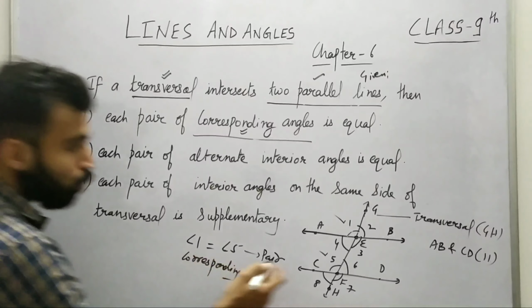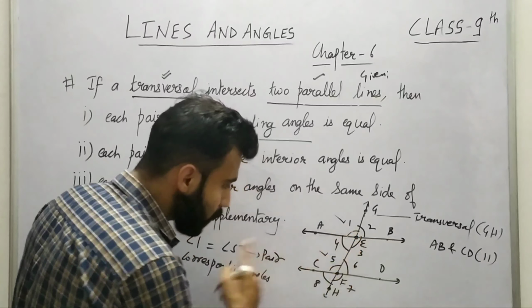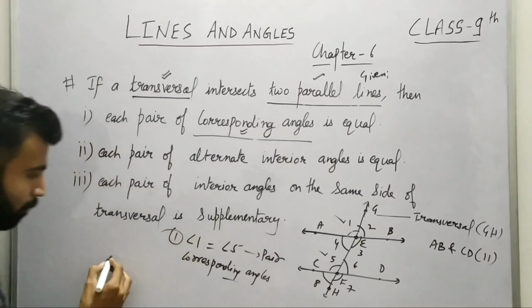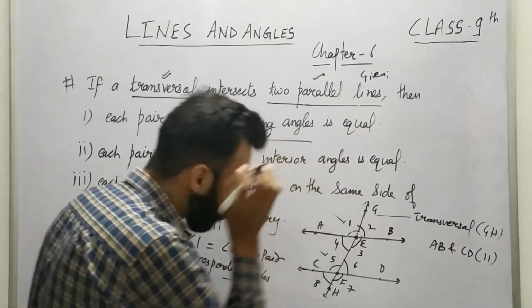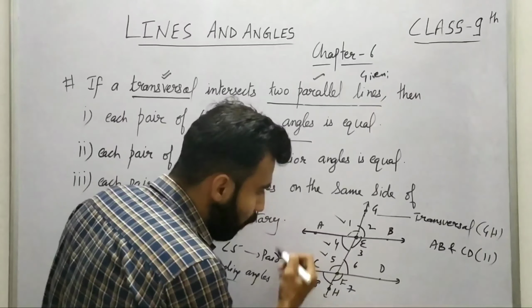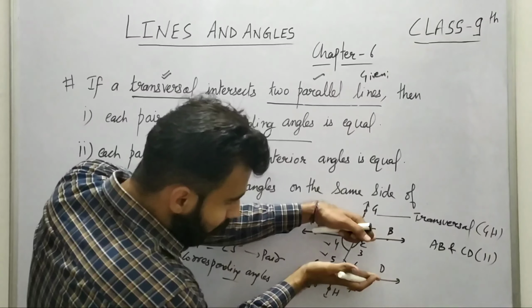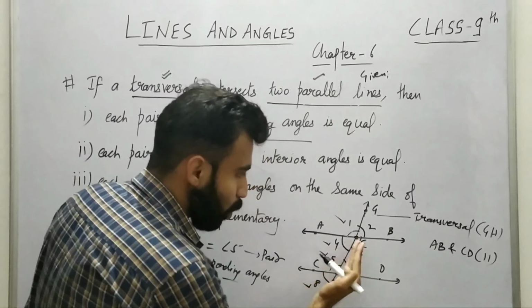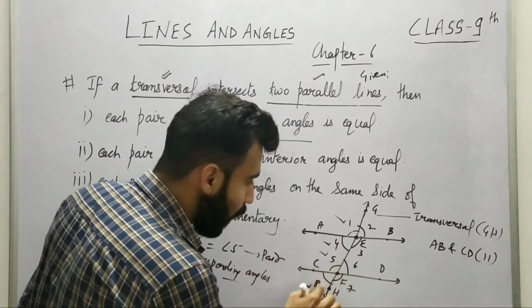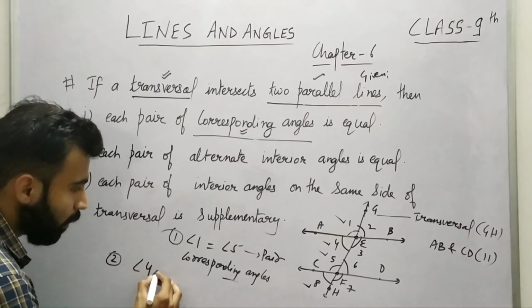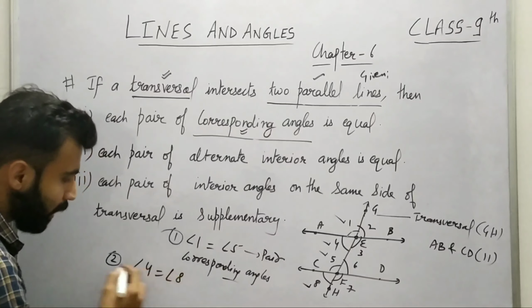So let me also tell you the other pairs. So this is the first pair. Let me just mark it as first. Let me tell you the other corresponding angle pair. So angle number 4 and 8. You can see them lying on the left side and both angles are in the downside of the parallel lines. So this and this. So 4 and 8. So angle 4 is equal to angle 8. So it's the second pair.